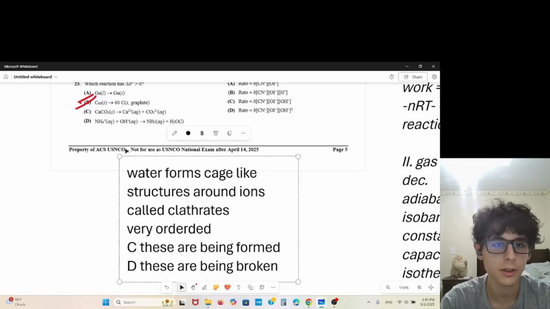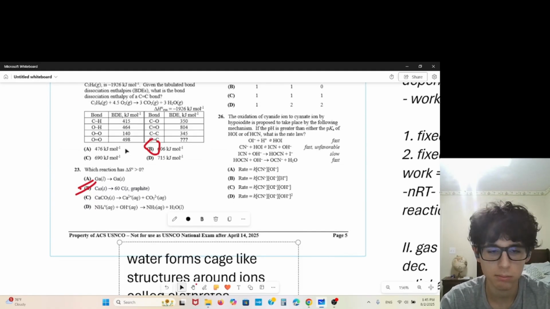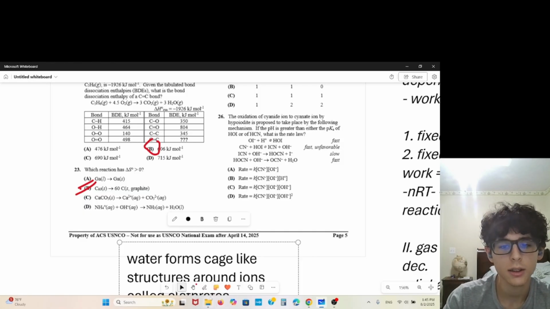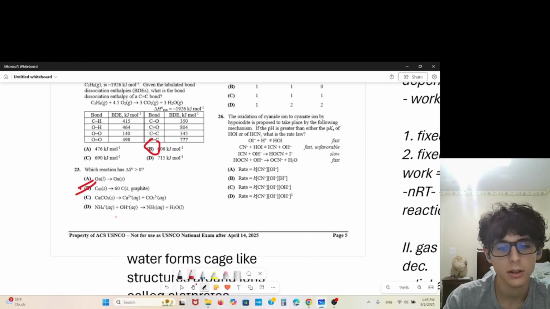So since order is less, right, it's being destroyed, or not necessarily destroyed, but just removed.